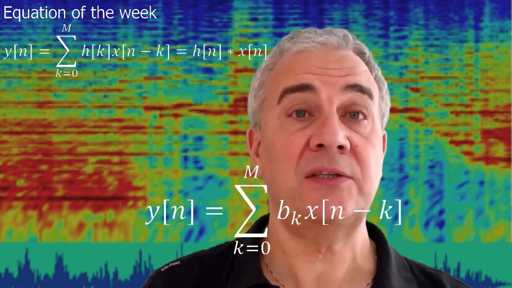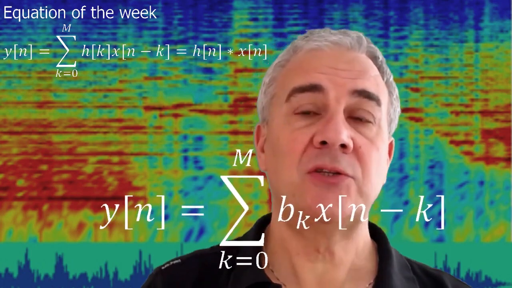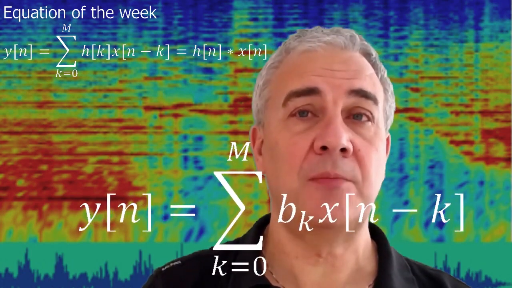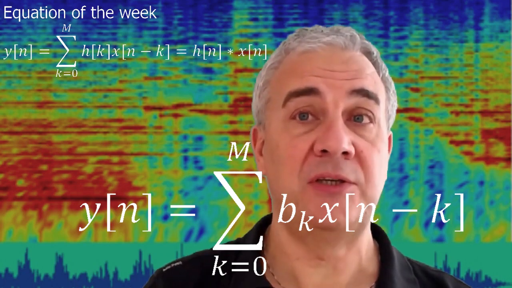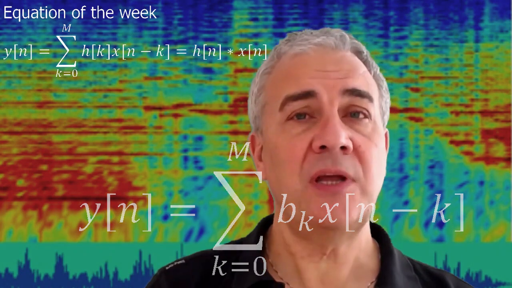As we saw last week, many systems are described by this filter equation. It's not difficult to show that systems described by such equation are indeed LTI for any value of m and b sub k. Let us now consider this filter equation in more detail and work with the superposition principle.